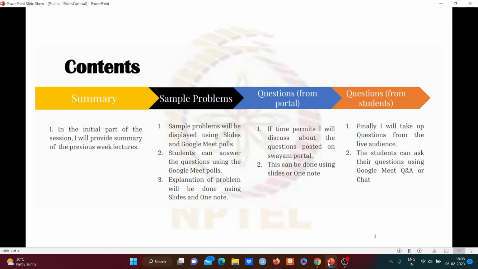So this session will be divided into four parts. In the initial part, I'll be providing a summary of the previous lectures. Since this is dedicated to the live session for week one, I'll be providing a summary of the week one lectures. Second, I'll be using some sample problems, which will be displayed to you using slides and Google Meet polls.